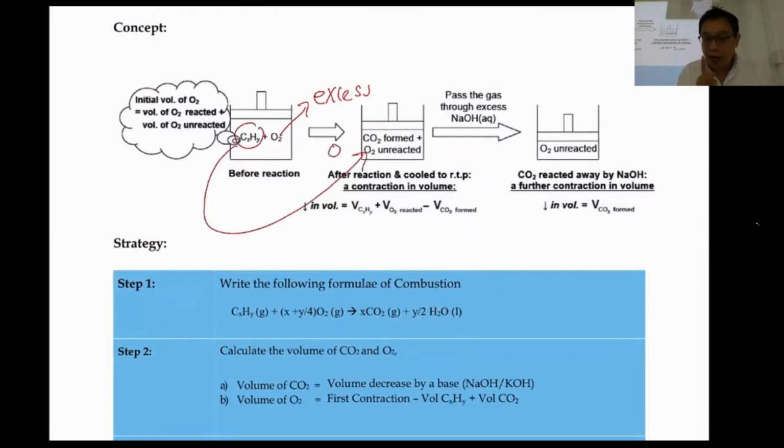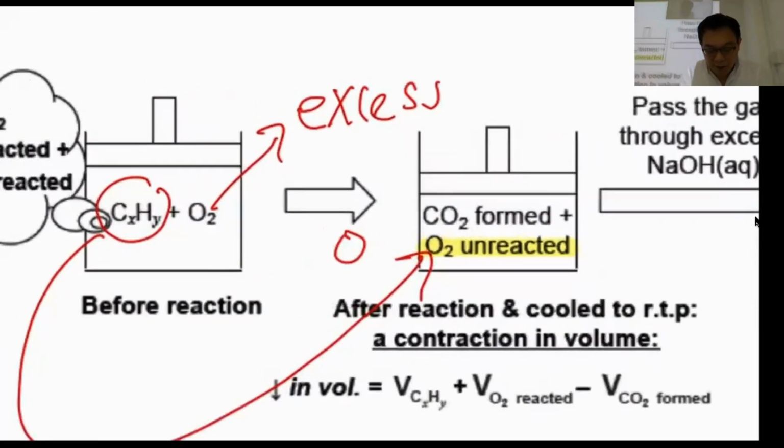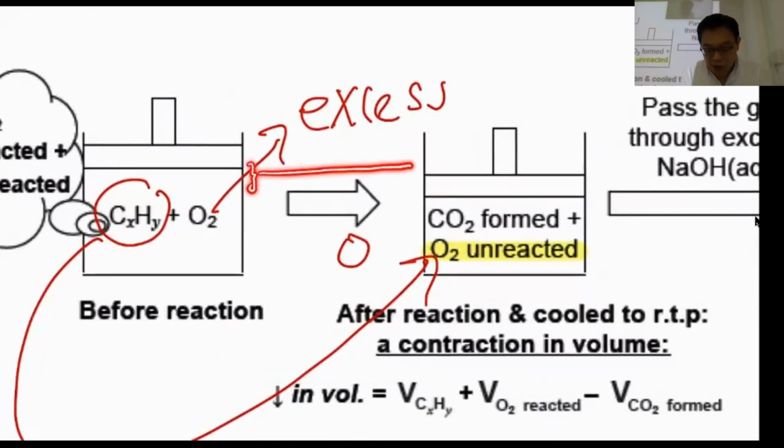There is no hydrocarbon here. And there will be some leftover oxygen. Can you see that? There's some leftover oxygen with some carbon dioxide gas formed. So which means that before is hydrocarbon and oxygen, after only CO2 and H2O. Do you notice that there's a difference in volume between the two of them? This difference in volume, we have a name. We call it the first contraction.